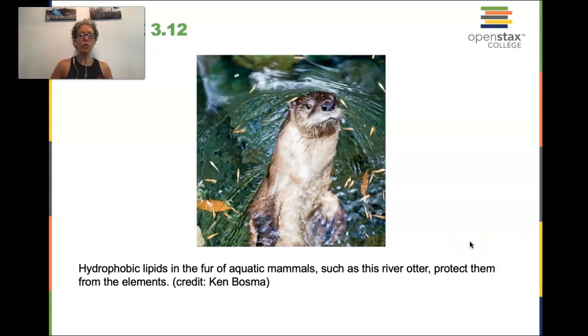Now as we move toward lipids, we have a lovely otter here as an example. Otters have many different oils in their fur, and that's what helps them to repel water, because lipids are hydrophobic, water hating. Keeps them from absorbing water, helps them be more smooth and move through the water more easily, but it also insulates their coats.